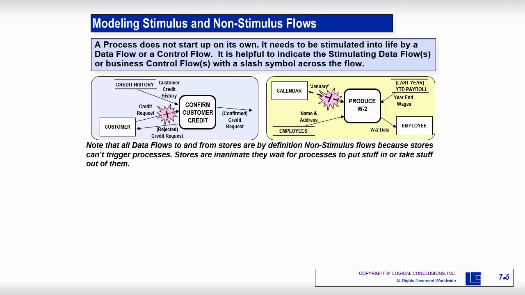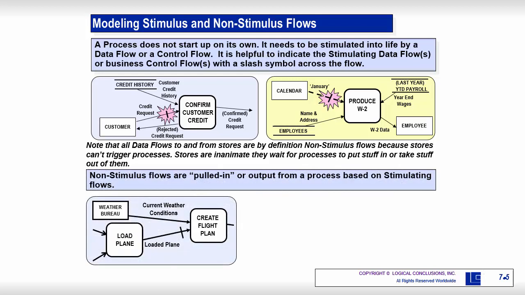Note that all data flows to and from stores, files such as credit history and year-to-date payroll files, are by definition non-stimulus flows, because stores can't trigger processes. Stores are inanimate, they wait for processes to put stuff in or take stuff out of them. I think of non-stimulus flows as being pulled in or being output from a process based on stimulating flows. In the lower left example, I've shown the stimulating data flow loaded plane triggering the process create flight plan.